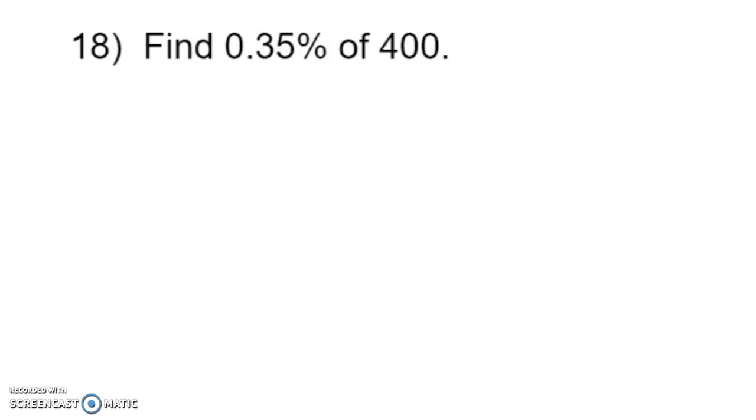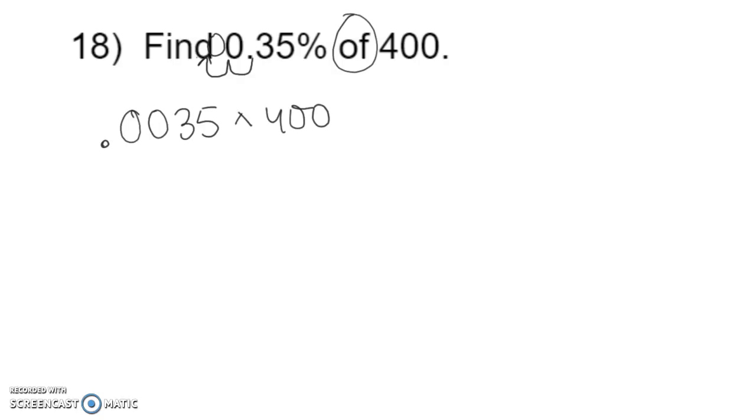Find 0.35% of 400. So in order to do that, we're going to turn our percent into a decimal, and we do that by moving that decimal place 2 spots to the left and adding a 0. So I'm going to rewrite that. That's 0.0035, and of means multiply, so of 400.